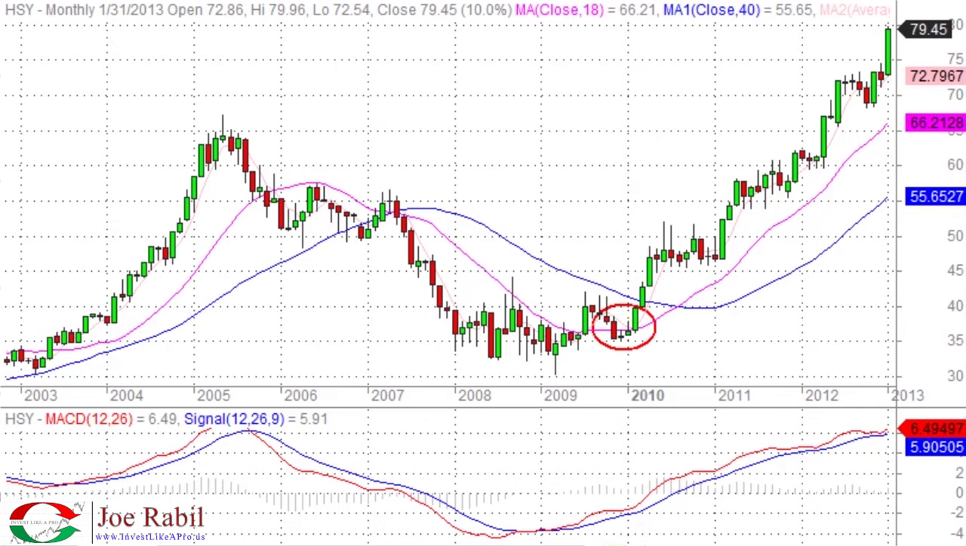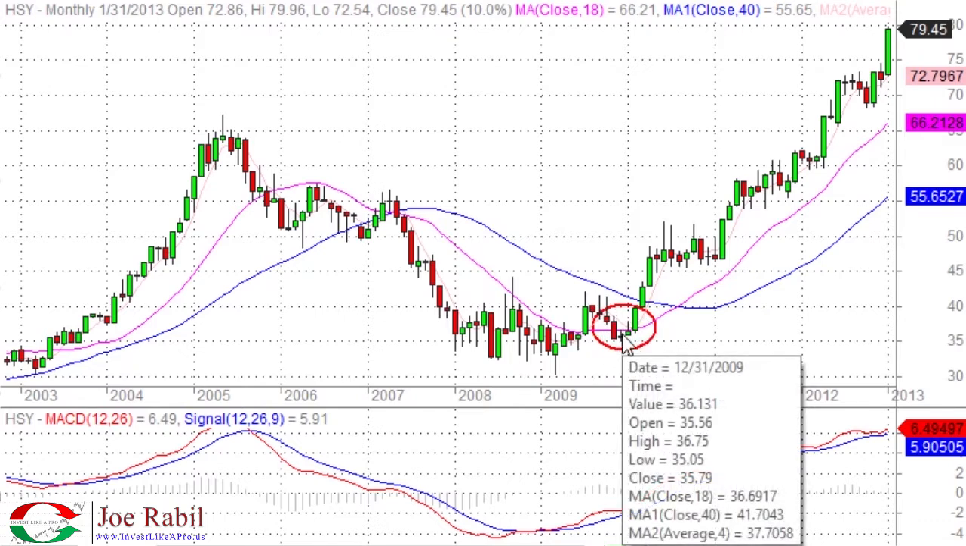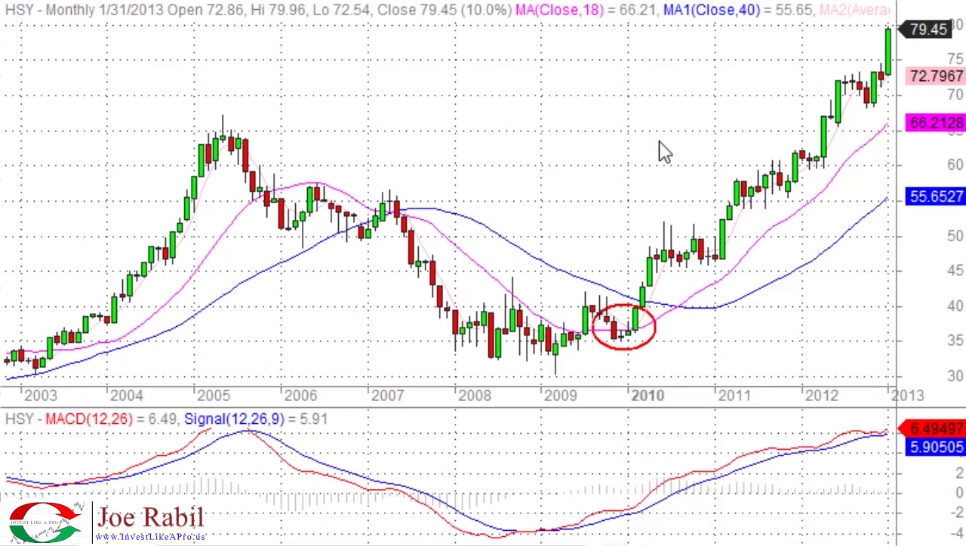So I'm looking at a long-term chart of Hershey. I've gone back to the 2009, 2010 period. This is the circled area here on this monthly chart. And I do want to make a point of something.